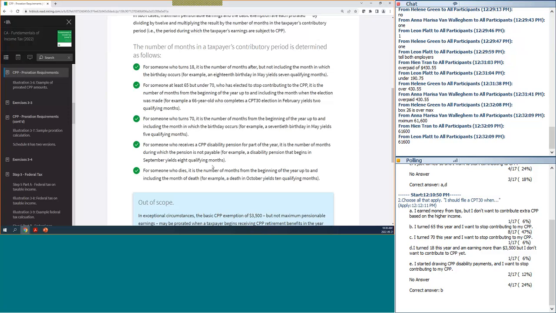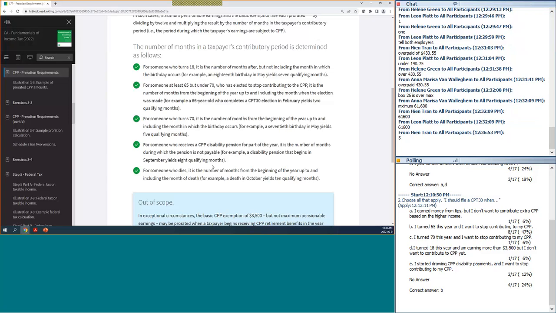Okay, so let's say for an example, if your client turned 18 in September, how many months will you put in box A? You have a client, their birthday is September, they turned 18 in September.